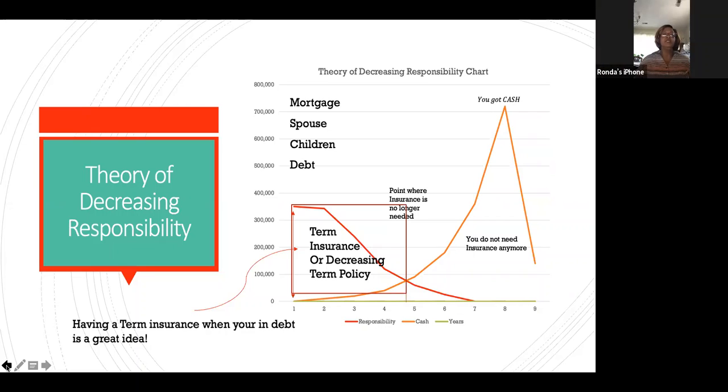I just have one question, and I don't know what category it falls under, but annuities. Can you talk a little bit about those?